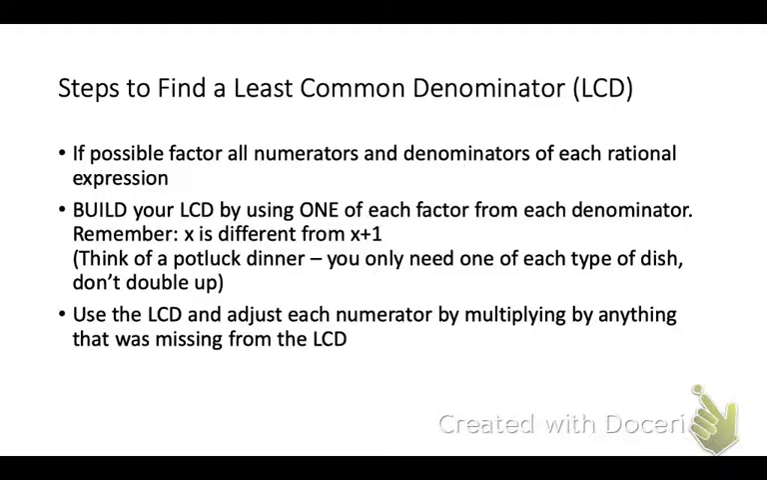When you start, the first thing you look for with rationals is if you can factor any of the numerators or denominators. And you're going to do that separately. So you're going to factor all your numerators and denominators of each rational expression. Then you're going to build your least common denominator.